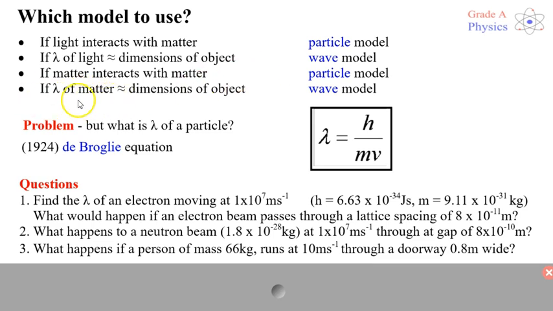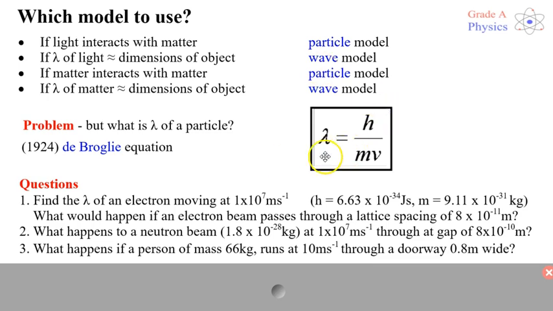So this final point is really key. If the wavelength of the matter is similar to the dimensions of the object, then we use the wave model. But that begs the question, well, what is the wavelength of a particle? So we need a new formula, and this is the one that we use. This is the de Broglie formula.